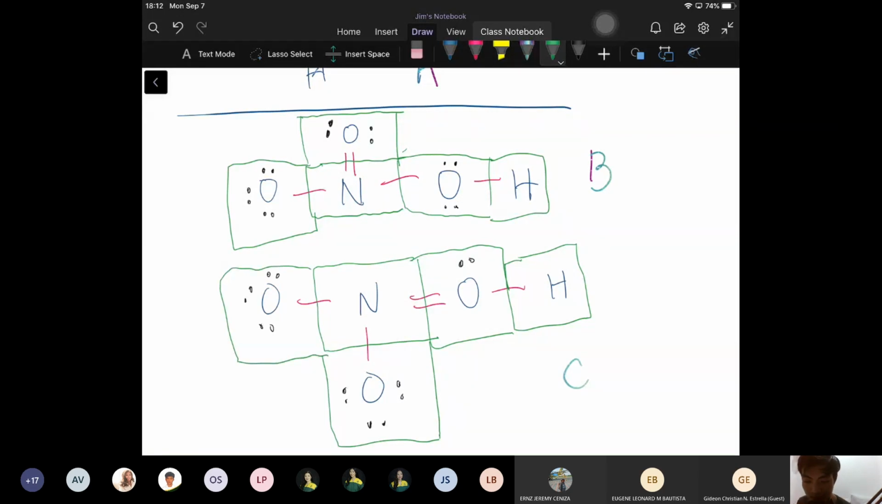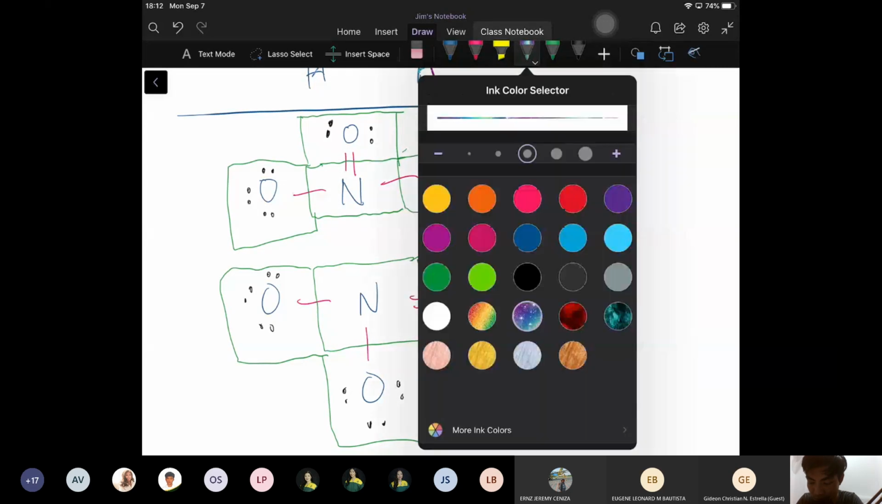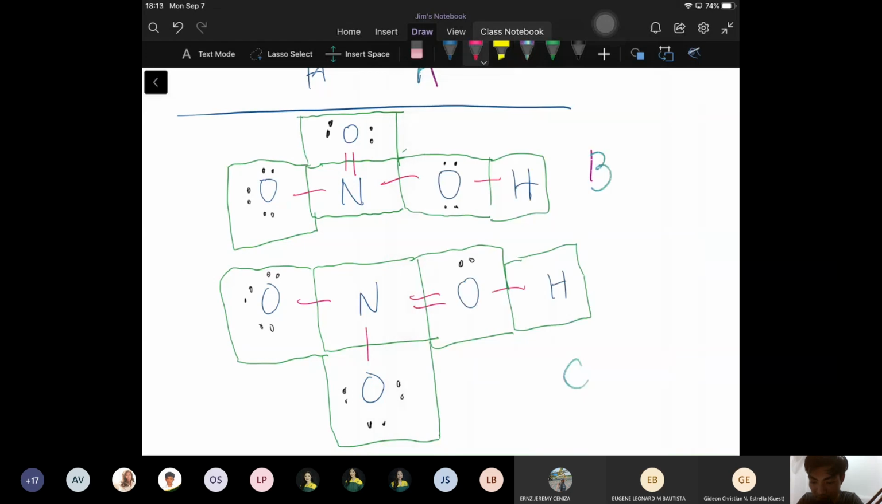Okay, so we now have that, no? Yung mga dots pa pala pakita ko. Anong color kaya pwede? Palitan ko ng color yan. Green na nga lang. For simplicity lang ha.